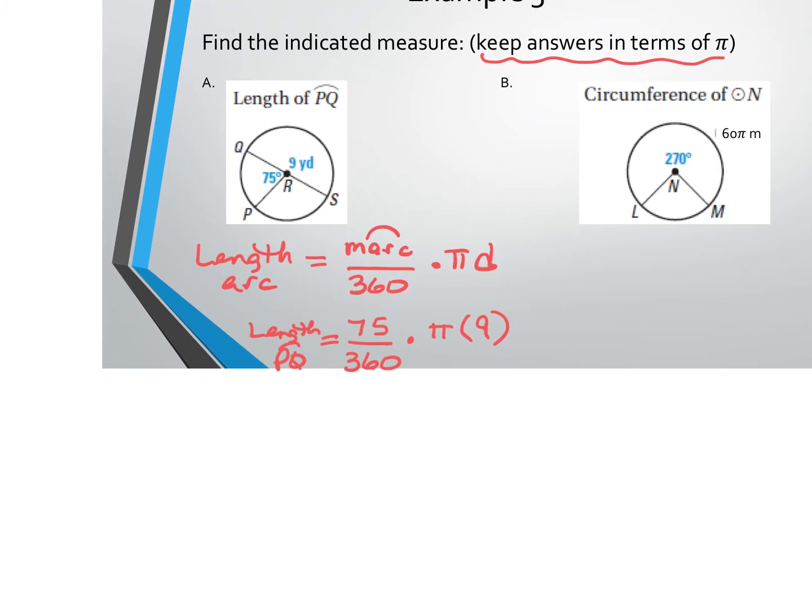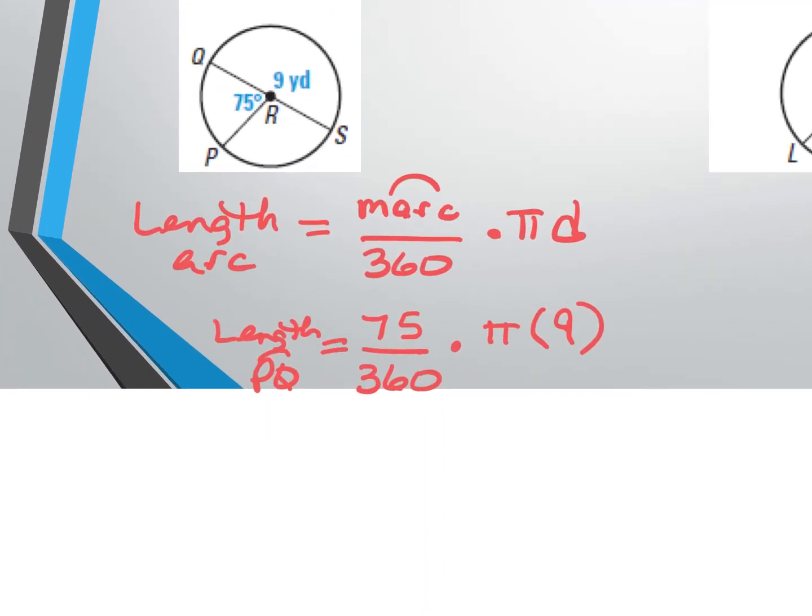So I'm going to simplify diagonally here. I can simplify the 9 and the 360. I know 9 divided by 9 is 1, and 360 divided by 9 is going to be 40.